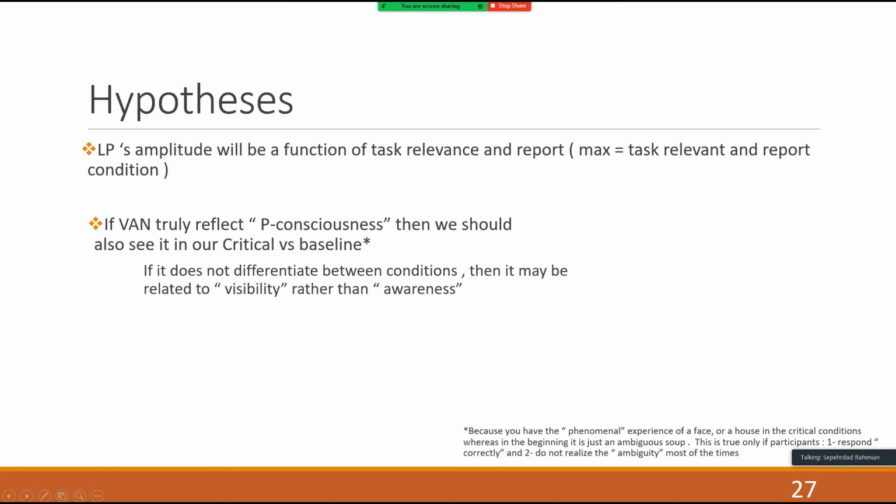And also, if visual awareness negativity truly reflects phenomenal consciousness in the visual system, then we should also see it in our critical versus baseline, because what's happening in baseline is that you're seeing something that is not very clear, a face or a house, whereas in the cued condition, when you've been trained to associate these two together, you would report that you have experienced a face. So it's not that you would say, oh, I didn't experience any face, but because it was red, I would just report that it was a face. I expect the experience to actually just flow naturally for most of the cases, not just for everyone.